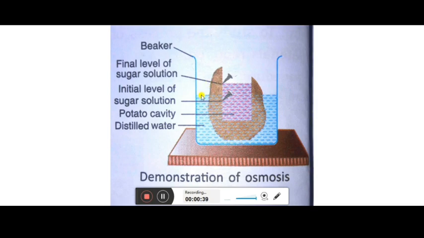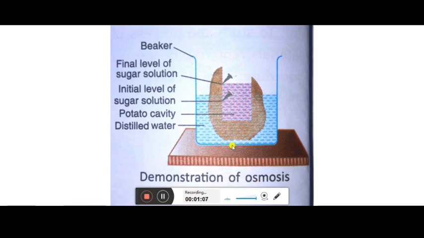This beaker will be filled with distilled water, and in the cavity you have made, you have to fill the sugar solution. Whatever the level of the sugar solution is, you have to put a mark there, so for marking, put a pin over here. Now this setup you have to keep for 2 hours.